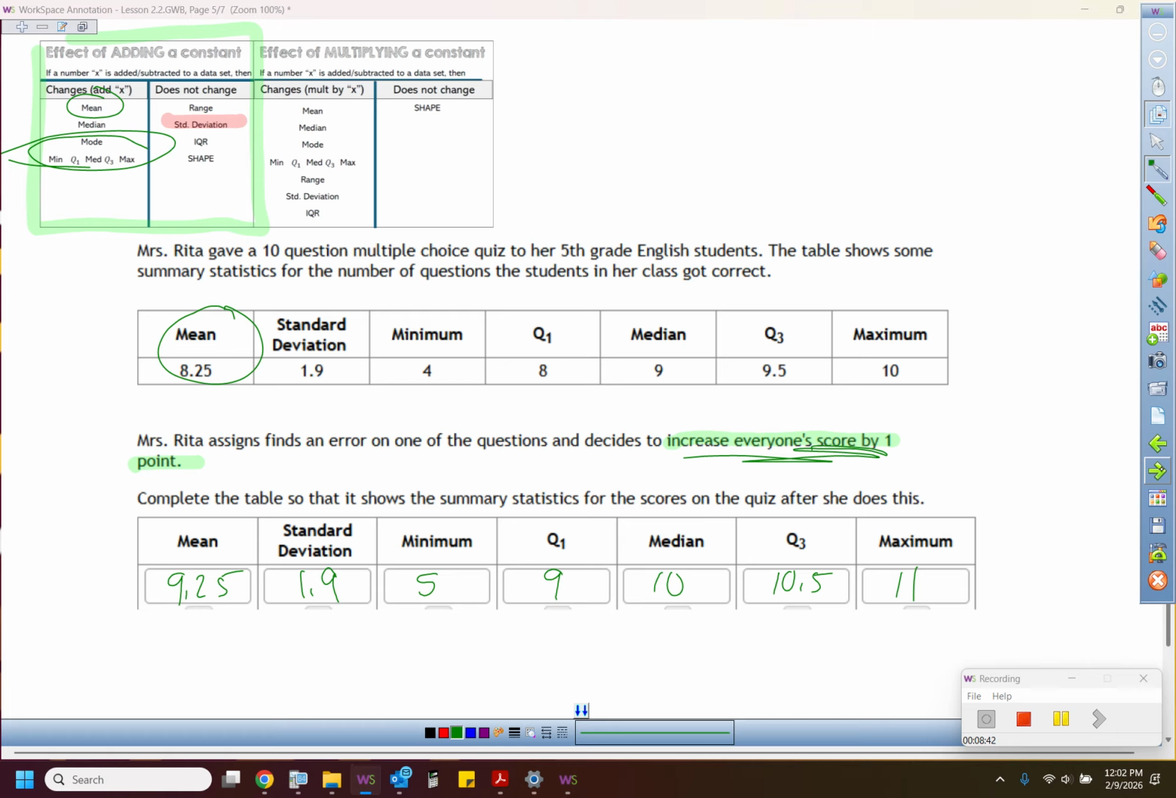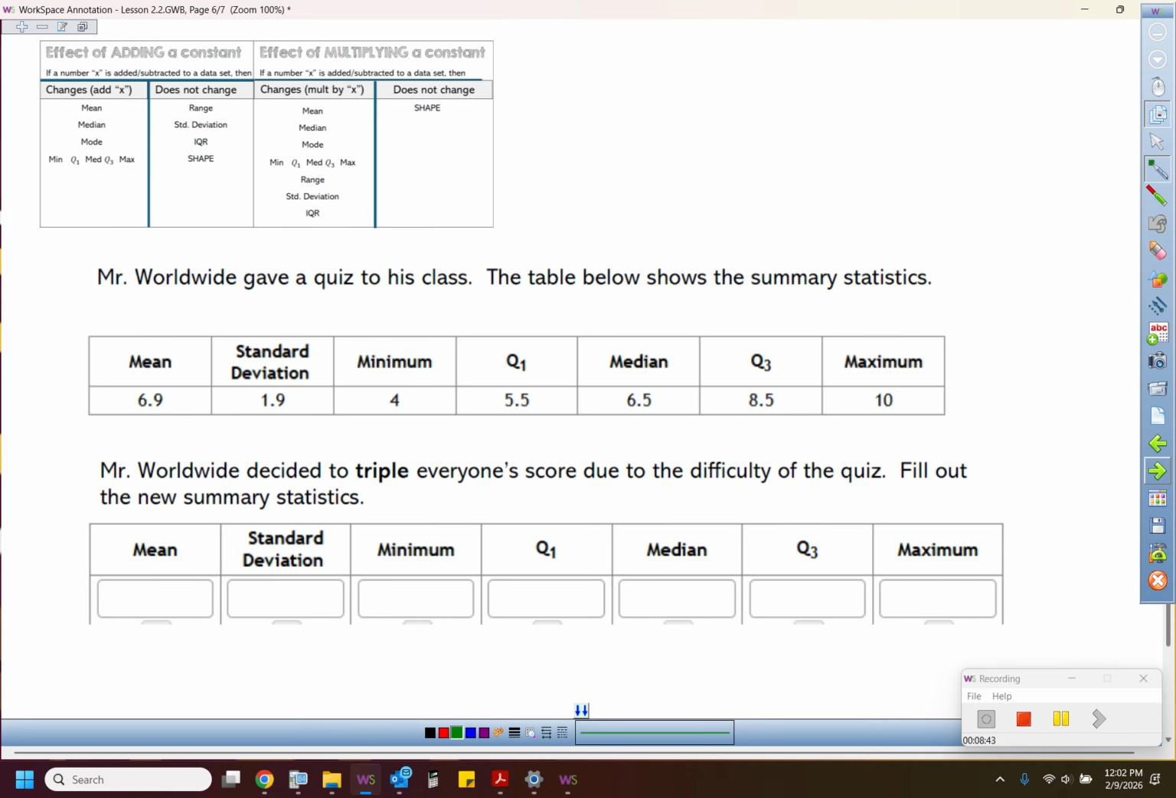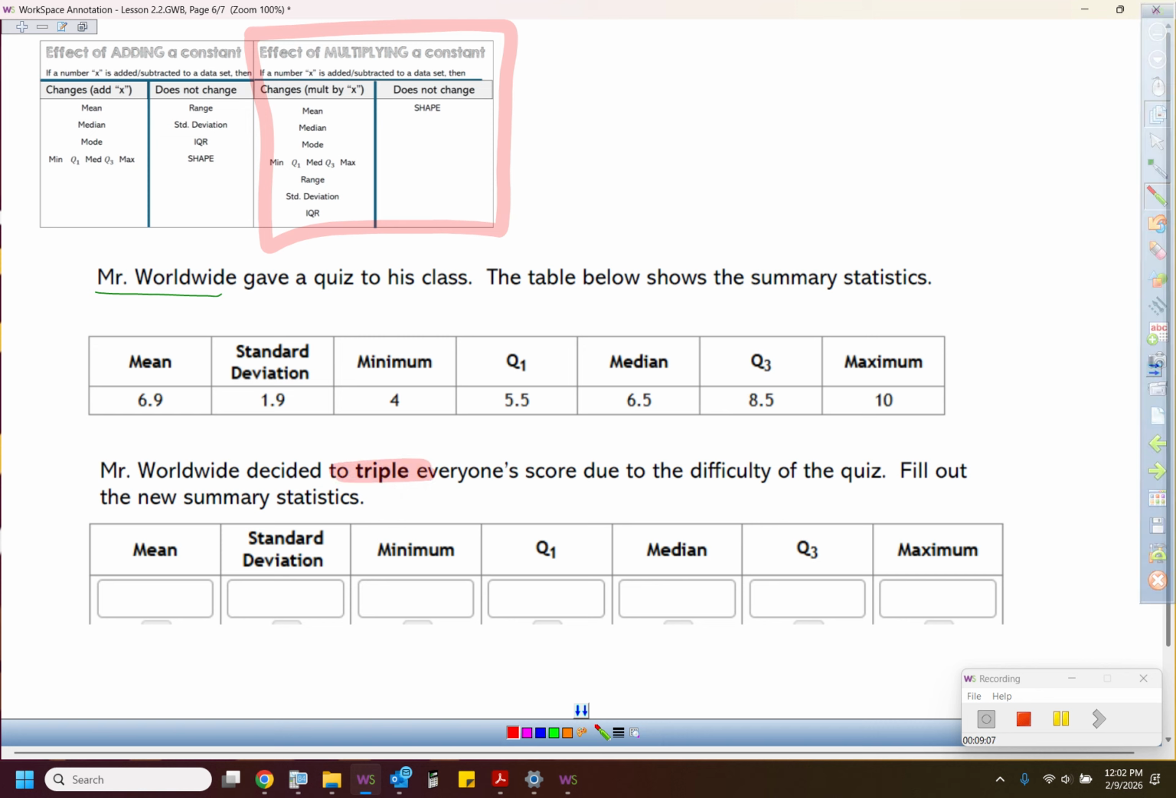And then it's time for the Pitbull question of the day. Excuse me, Mr. Worldwide. He gave a quiz to his class. The table shows the summary statistics. He decided to triple everyone's score due to the difficulty of the quiz. Fill out the new summary statistics. So triple means we are right here, my friends. So everything changes except for shape. How does it change? By whatever he did. Triple, that means times 3, right? So take everything times 3.